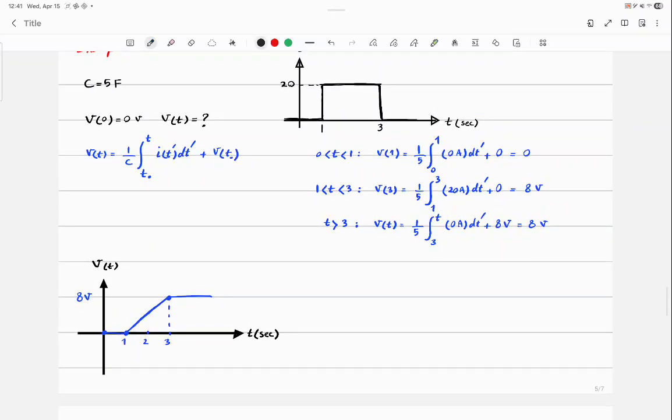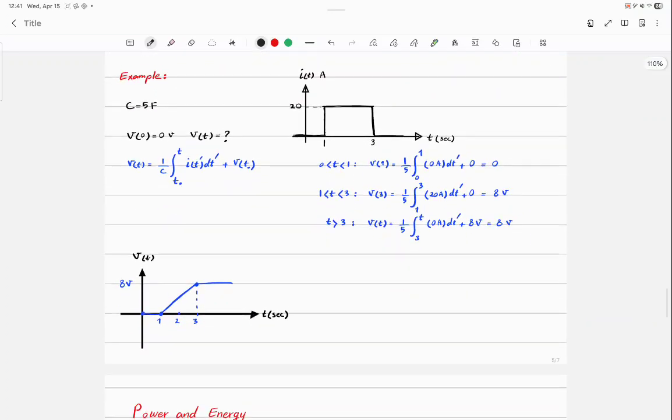Let's do something. Can someone tell me, first of all, do you agree that this is the circuit representing this problem? This is I_T, and this is C equals 5 farad. Okay? I_T is exactly the plot that is given to you.